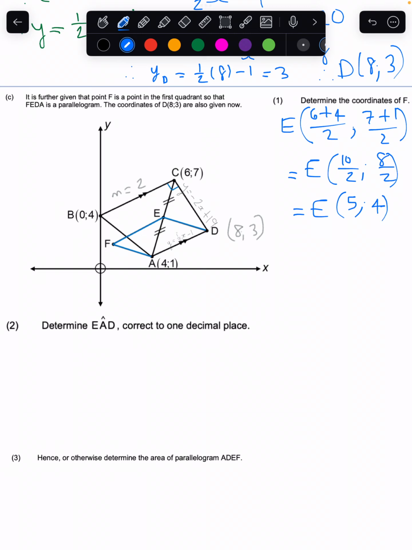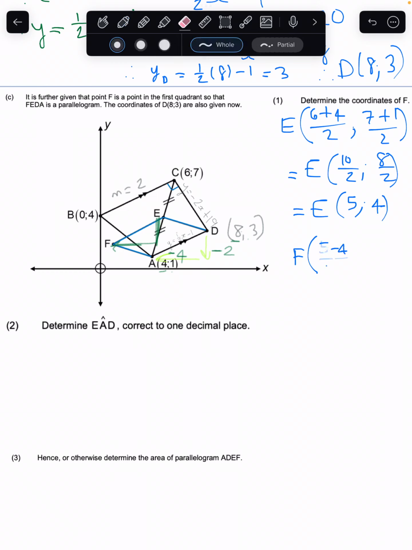Okay, so now I'm going to look at how many steps I need to go from D to A. From D, I need to go down, so from 3 to 1, that's going down by 2 steps. And then from 8 to 4, I'm going backwards 4 steps. So I'm going to do the same from E to F. So the coordinates of F will be 5. We're going to need to go backwards 4 steps on the X.